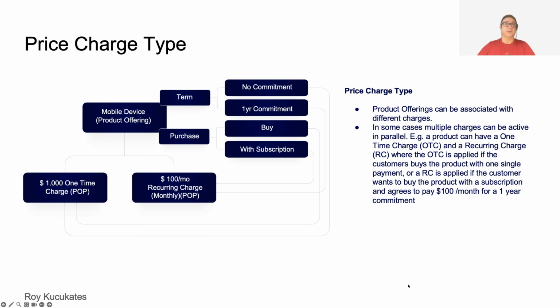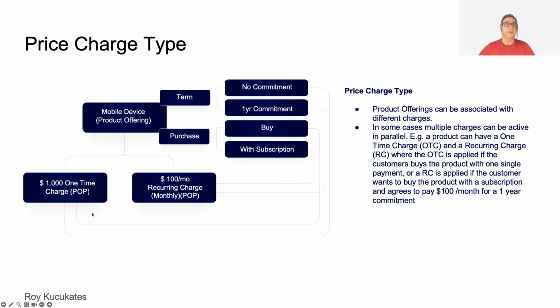Here's an example for the price charge types. Let's assume we have a mobile device where we want to sell it either in a buy or with subscription, one-time purchase or with subscription, with commitment or without commitment. So you define the term and the purchase, which is the characteristics. The term is the term entity, but the purchase is a characteristic where you have two options, buy or with subscription. You can associate the terms and characteristic values.